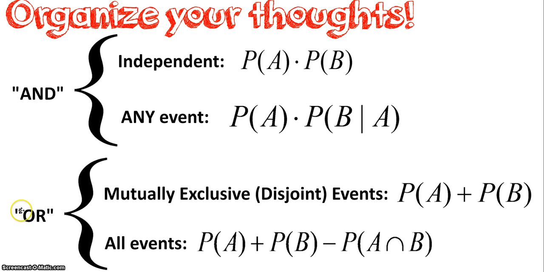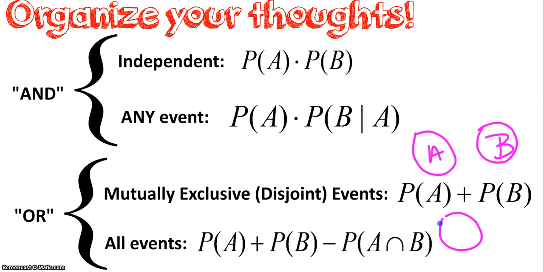Alright, take a look at or, if I have the probability of A or B. So we're looking at mutually exclusive events, also known as disjoint events. We have the probability of A plus the probability of B. And the reason that works is because there's no overlapping. Remember that disjoint events do not overlap, so there's no need to subtract anything. All events are going to have the probability of A plus the probability of B minus where they overlap. And that's because when we count A and B, we accidentally count this intersection part twice.